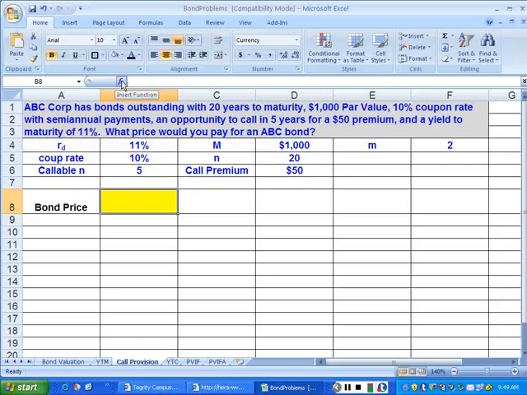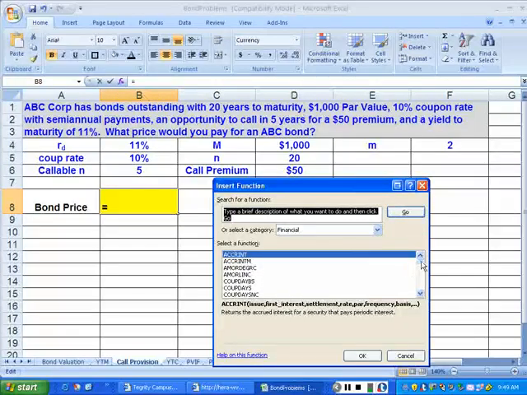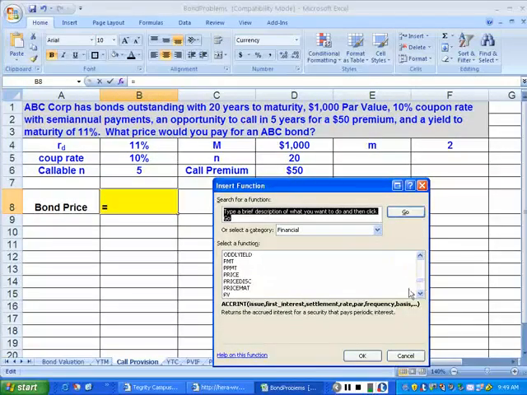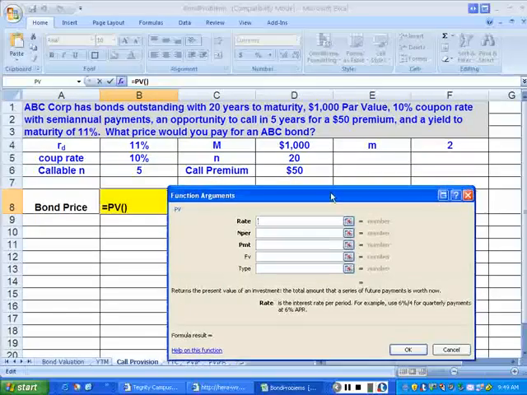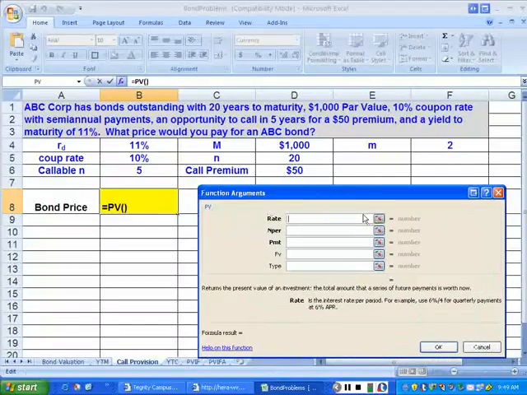So we're going to go to the function wizard, and under financial functions we want to go with the PV function again to deal with the price. When you look at this, we're talking about the interest rate. Remember, it is the periodic rate, so we want R sub D divided by small m.